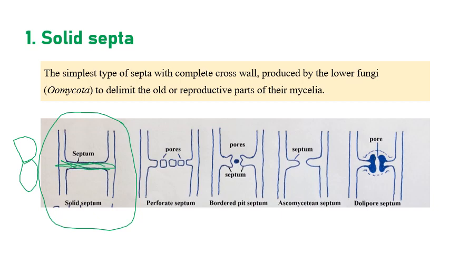So don't confuse it. In the previous classes I told you about lower fungi, for example Mastigomycota and Zygomycota, such kinds of fungi come under lower fungi, which produce non-septate or aseptate mycelium. Then again I am telling you here that septa are produced, so there is nothing to confuse. To delimit the old and reproductive part, some cut will be required, right? So to delimit that old and reproductive part, this septum is formed.